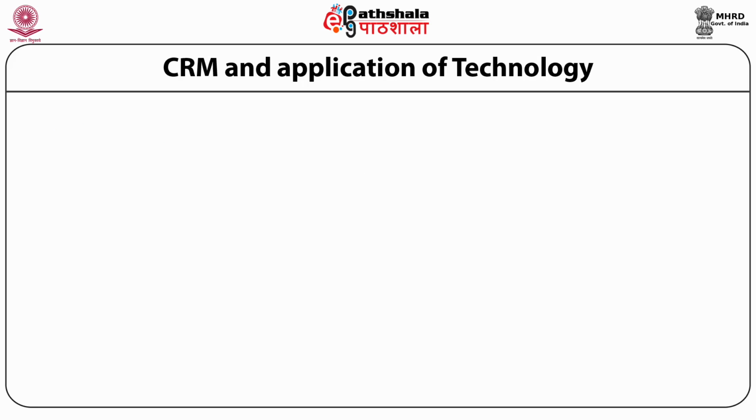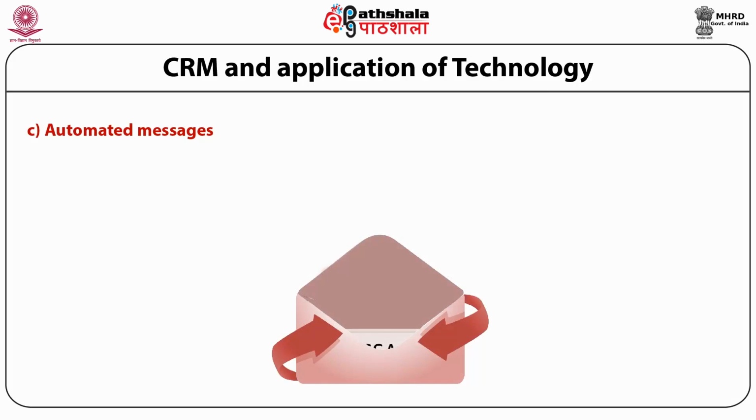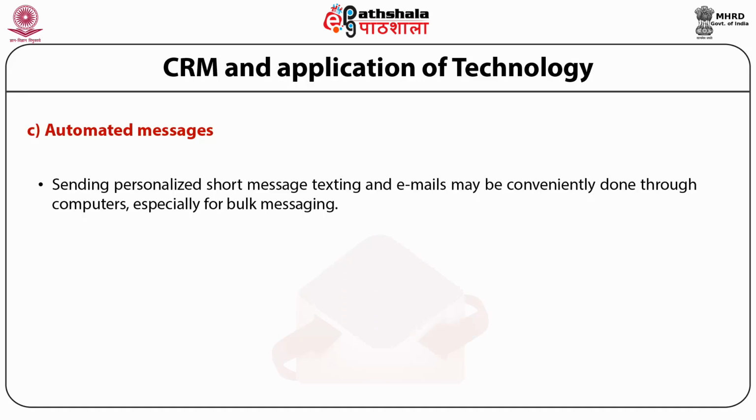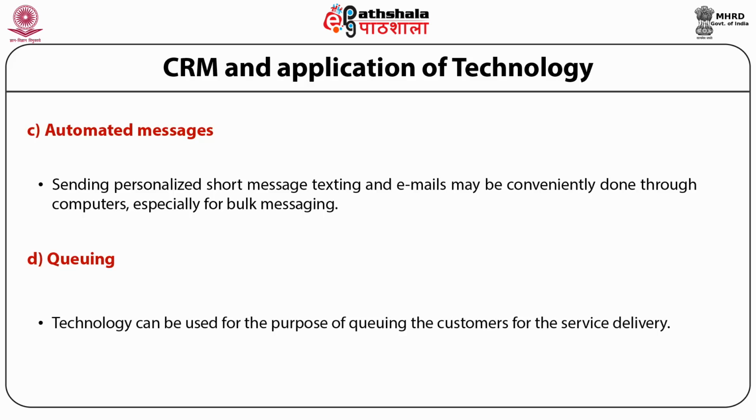Technology is increasingly being used these days for sending out automated messages. Sending personalized short message texting and emails may be conveniently done through computers, especially for bulk messaging. Queuing is another such application of technology. Technology is used here for queuing the customers for the purpose of service delivery on various bases like first come, first serve, etc.